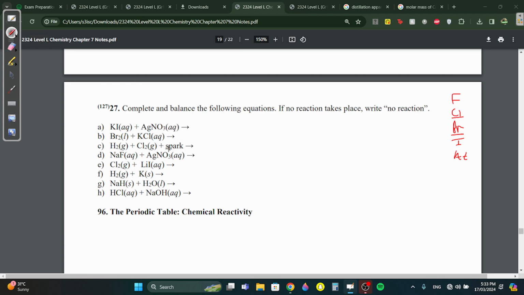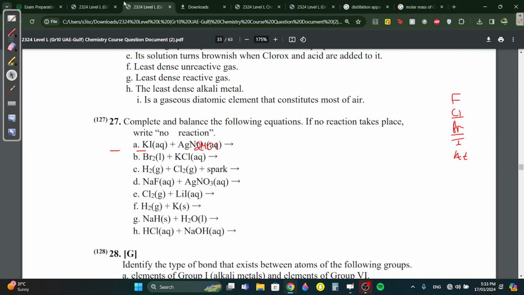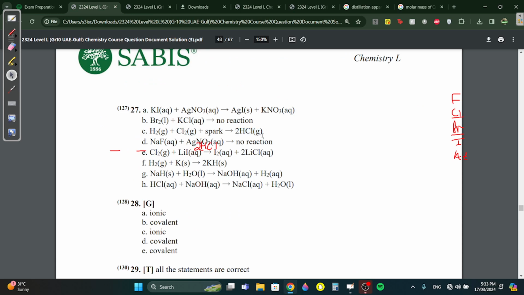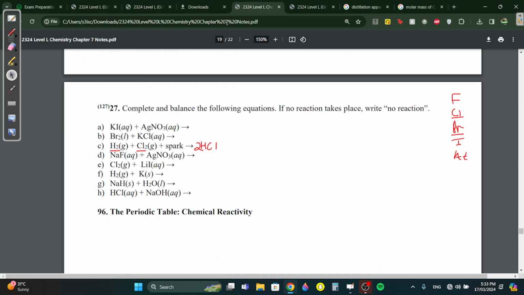H2 plus Cl2 plus a spark: hydrogen plus a halogen gets you the acid, the hydrogen halide, 2HCl. Hydrogen plus chlorine, you get HCl. Everybody knows this, I think. NaF and AgNO3. Is AgNO3 used to test for fluorine? No, so no reaction.